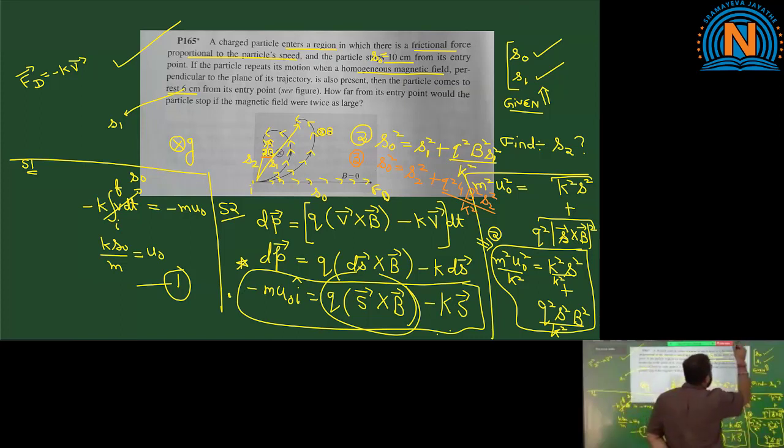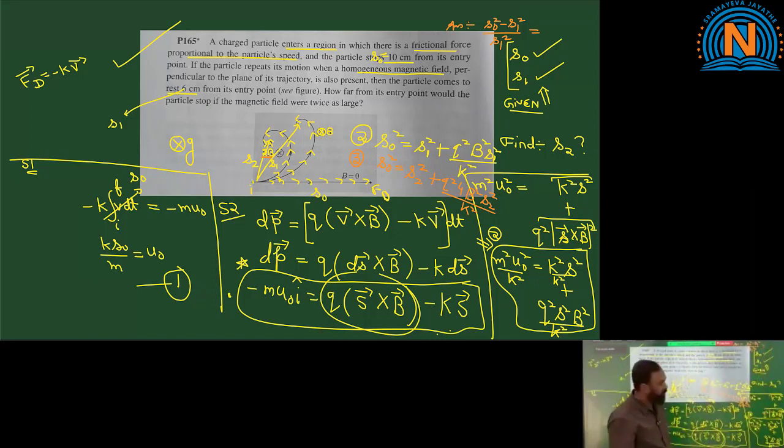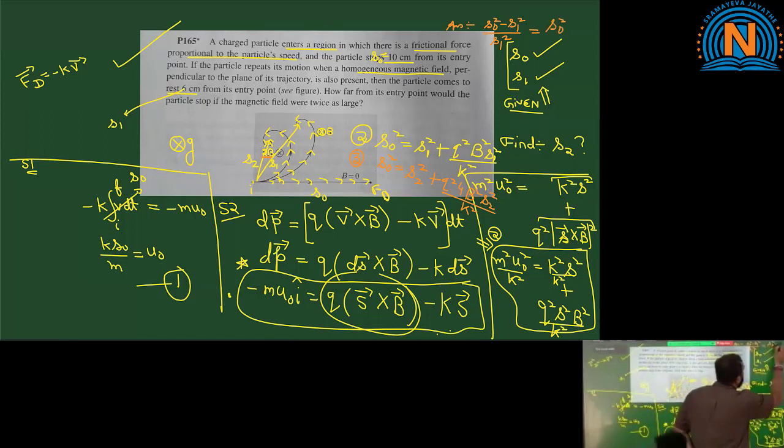So I'm writing my final answer. What I will do, I will take s0 and s1 on one side. So s0 square minus s1 square on one side, divided by s1 square, should be equal to the second term, which I will write as s0 square minus s2 square, and I will divide this complete equation by 4 s2 square. Now observe this equation very, very carefully.